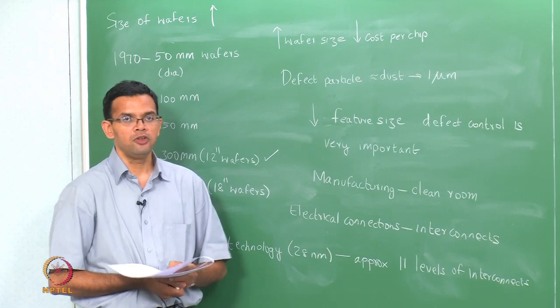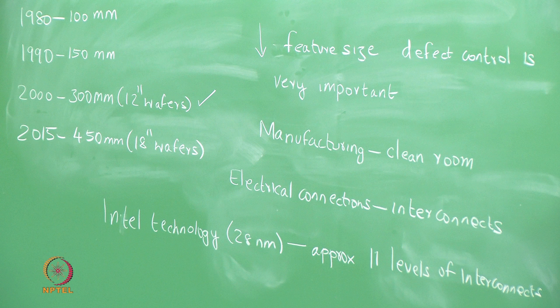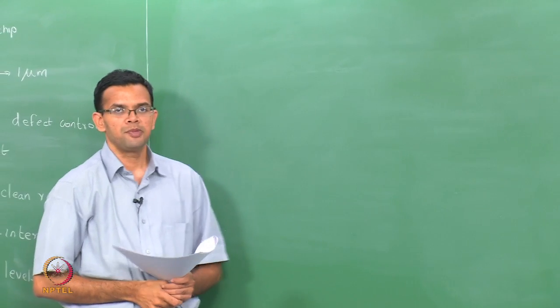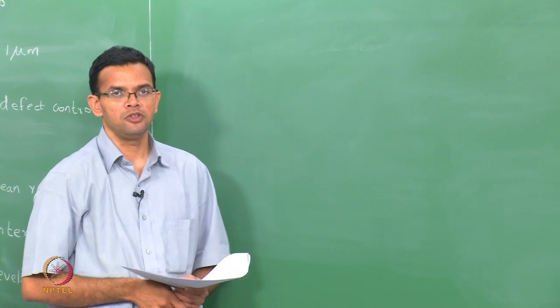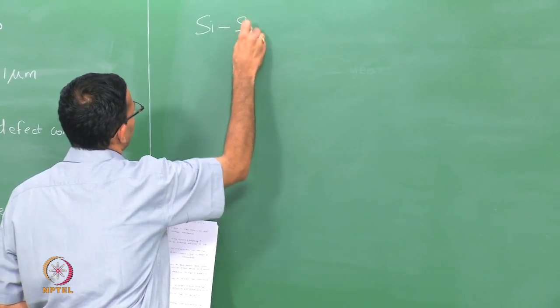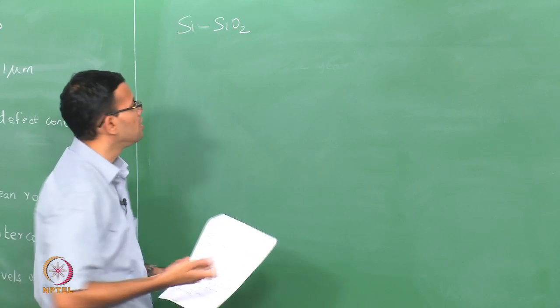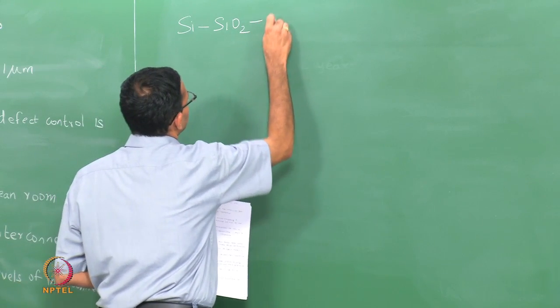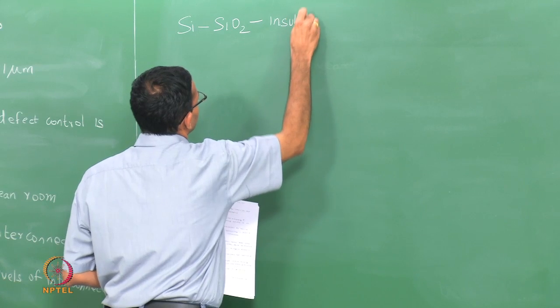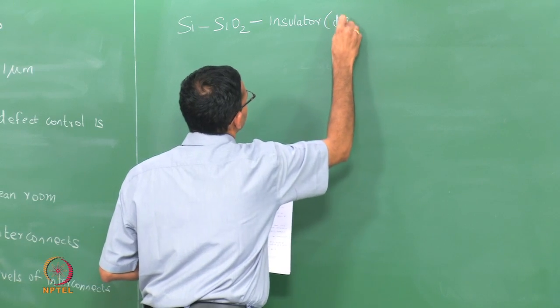We also have new materials that are constantly being used. For example, one of the first reasons for using silicon was that in the case of silicon, there is a naturally growing oxide, which is your silicon dioxide, that can act as the insulator or the dielectric in your MOSFET.